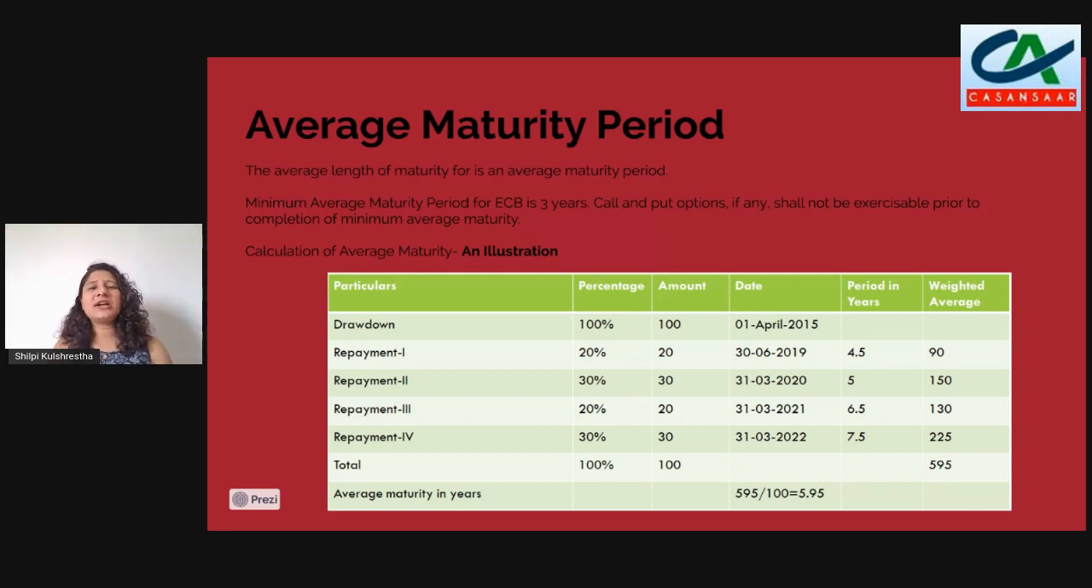Certain other conditions are also associated with the average maturity period, so it is really important. And let me tell you, we don't apply for ECB directly to the RBI. There is always an authorized dealer bank where you can go, talk to them, and submit all your documents to them, and on your behalf they are going to submit the application. The trade finance department of that bank always helps you to calculate this particular average maturity period.